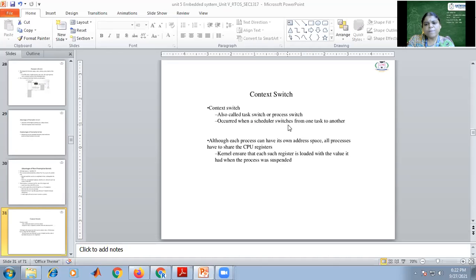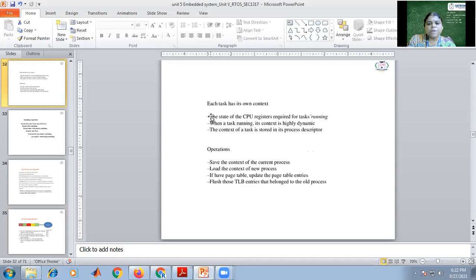So actually, what is the meaning of this context switch? When I say task, the task will have its own context. It means the state of CPU registers required for task running. When the task is running, its context will be changing highly. The context of the task will be stored in a process descriptor table. So when there is switching of the CPU control from one task to the other, the dispatcher through context switch actually does this operation.